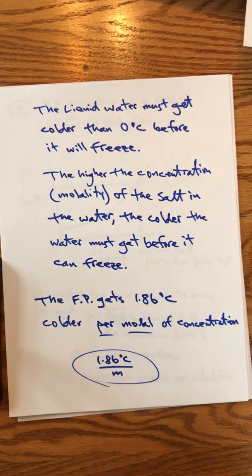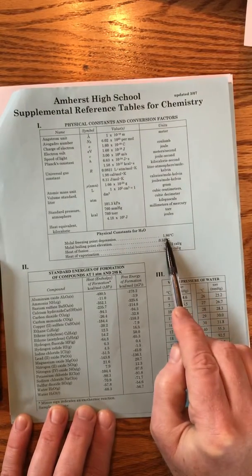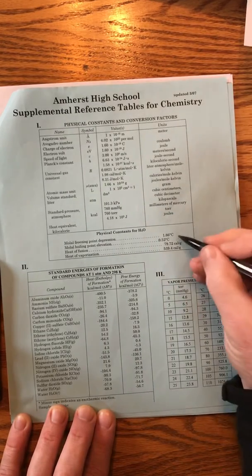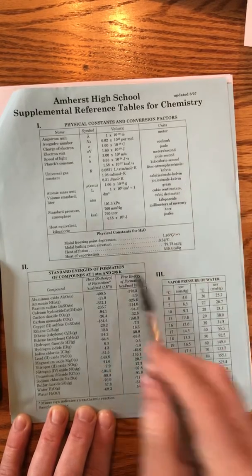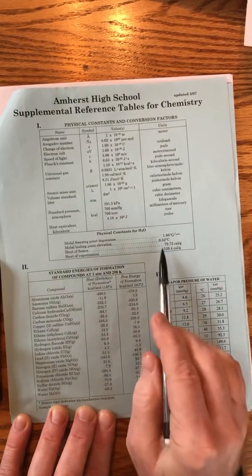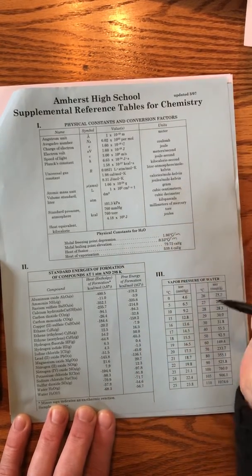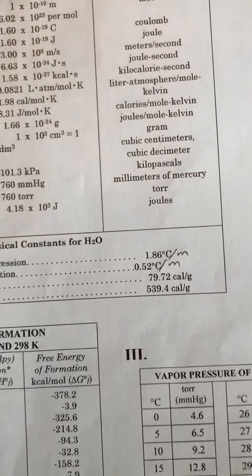At this point, get your supplemental reference table. Table 1 lists 1.86 degrees right here. Molal freezing point depression. It's a physical constant for water, but it should say per molal. Right below it, the molal boiling point elevation, 0.52 degrees C, should say per molal. So please add that right now. See if I can zoom in on that. Okay, add those per molals.